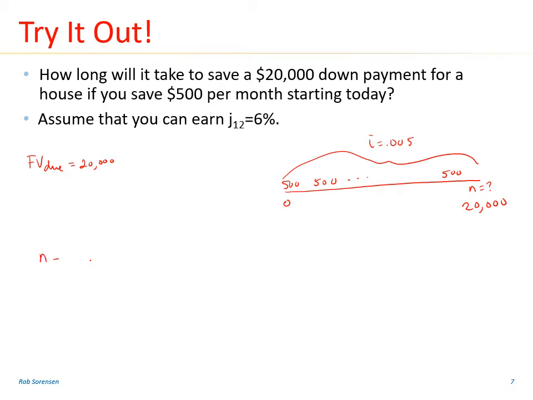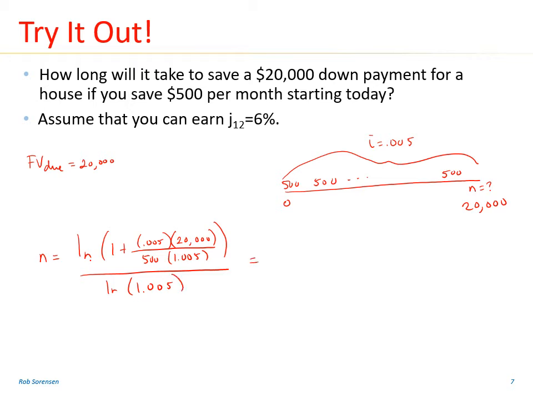So let's go ahead and use the other formula for n: the log of 1 plus I times the future value due over the payment of 500 times 1 plus I, and then divide all that by the log of 1 plus I. Hopefully you started out with that, and if we got it into the calculator correctly, we get 36.39. And again, what kind of periods are we talking about here?